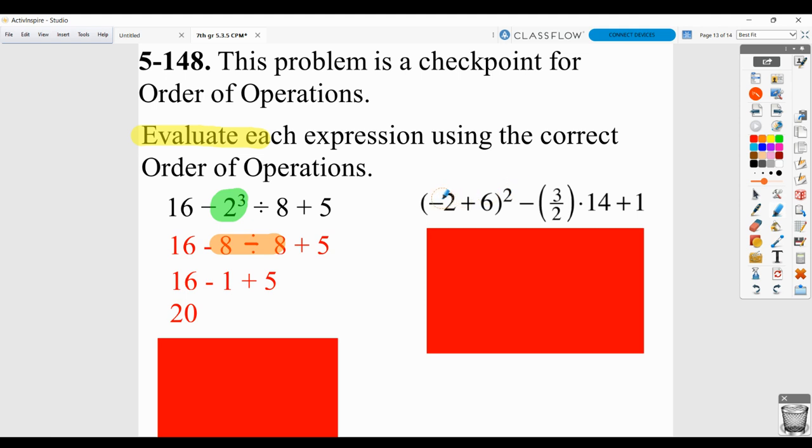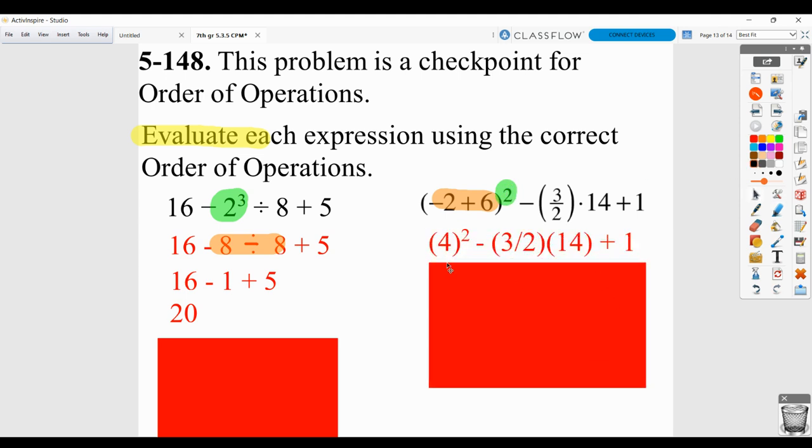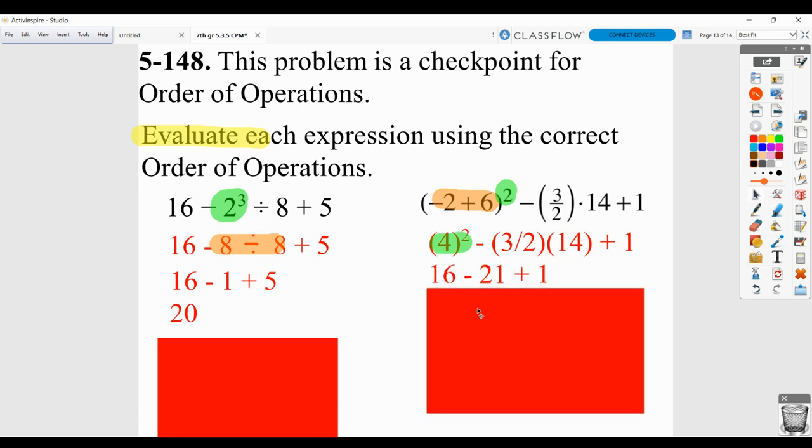For the second one, you'd start by doing your parentheses. So negative 2 plus 6 is 4. Then you would do your exponent, 4 to the second power. So we'd have 4 to the second power minus 3 halves times 14 plus 1. As we said, after the parentheses, we're going to do the exponent. So 4 to the second power is 16.